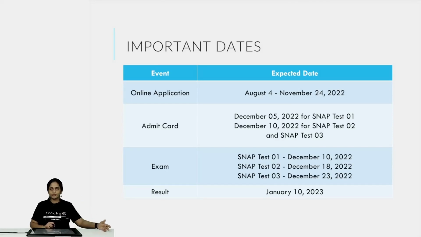Now the admit card for the first test, SNAP test 1, can be downloaded from 5th December, and for SNAP tests 2 and 3 from 10th December. The exam itself will be on 10th December, the second SNAP test is on 18th December, the third SNAP test is on 23rd December, and finally the result will come by January 10, which is also around the time when your CAT results will come. From then onwards, your GDPI prep, group exercise and PI, you can start at the same time as your other GDPI prep begins.